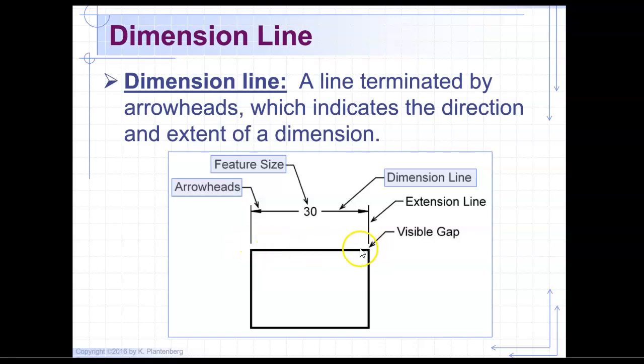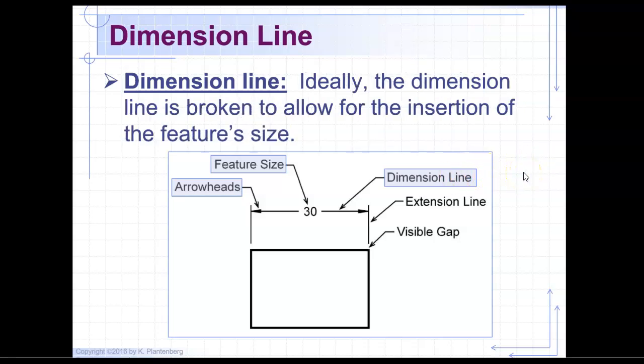Now we're going to demonstrate, when we start to apply these dimensions, the importance of selecting the right line or the right point or the right feature in order to make sure that you have this gap. Because if I started down here and clicked on the length of this line to dimension it and then dragged it up, I would not have a visible gap. So you've got to pay attention to where you're pointing and clicking when you go to place these dimensions. Again, the dimension line is broken right here in the middle. That allows for the feature size, or the actual dimension, to be placed.